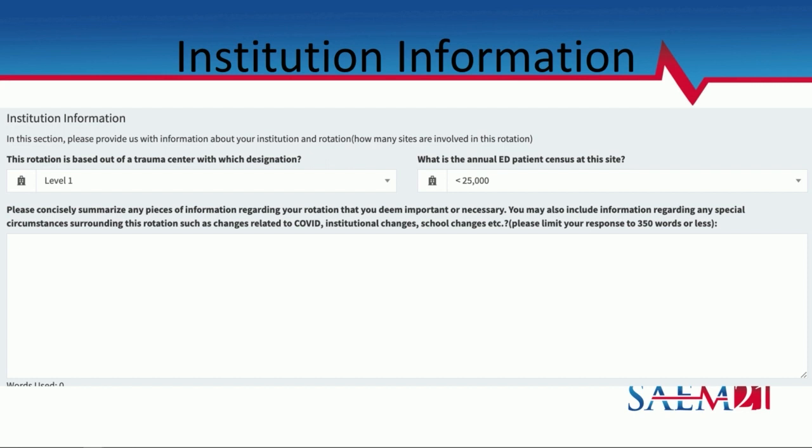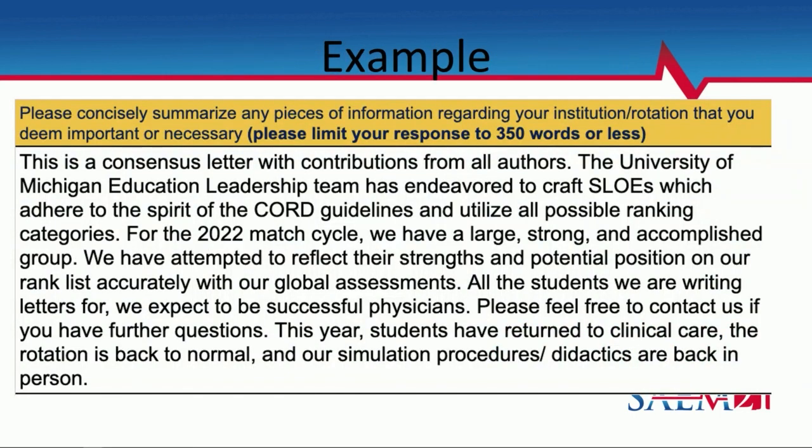Then there's a small paragraph to fill out on institutional information. So please concisely summarize key pieces of information regarding your rotation you deem important or necessary. You may also include information regarding special circumstances surrounding the rotation, such as changes related to COVID, institutional changes, et cetera. So this is just an example.